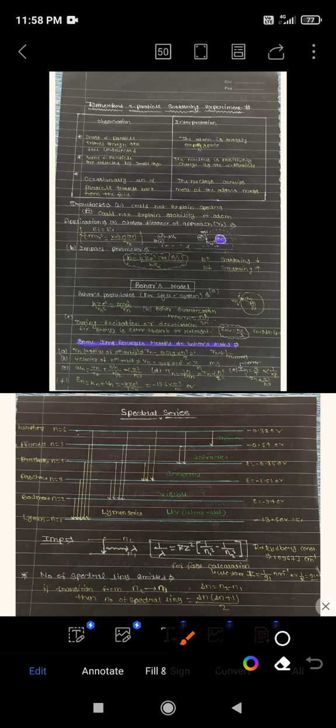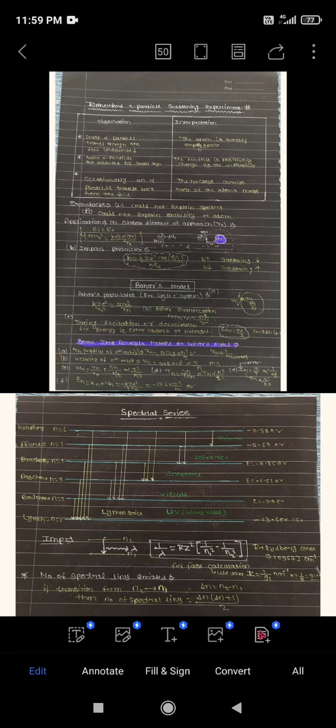Bohr model is only for one electron system or single electron system, and its postulates are: first, centripetal force is equal to electrostatic force; second, angular momentum is an integral multiple of h upon 2 pi, that is Bohr quantization; and third, during excitation and de-excitation fixed energy is either released or absorbed, that fixed energy is equal to hc by lambda. Some important points related to the Bohr model are here.